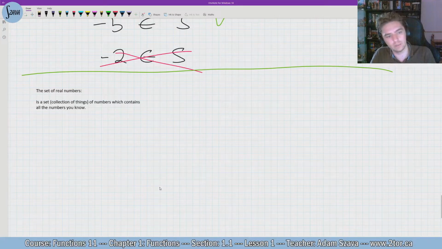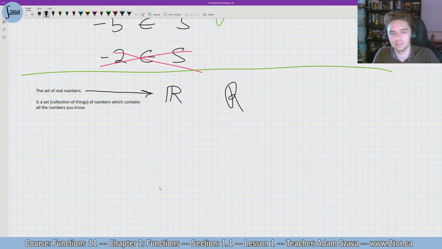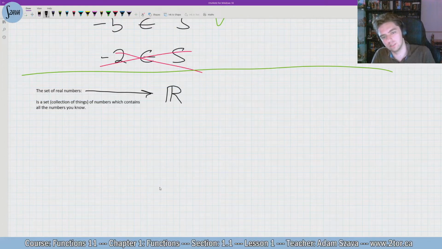First of all, I just want to mention that the set of real numbers also gets a fancy symbol. It looks like an R, but with two lines, right? That's how I usually draw it. I usually don't do the whole two-line thing, I just go with a fancy curly R. So if I mean the real numbers, that's what I mean.